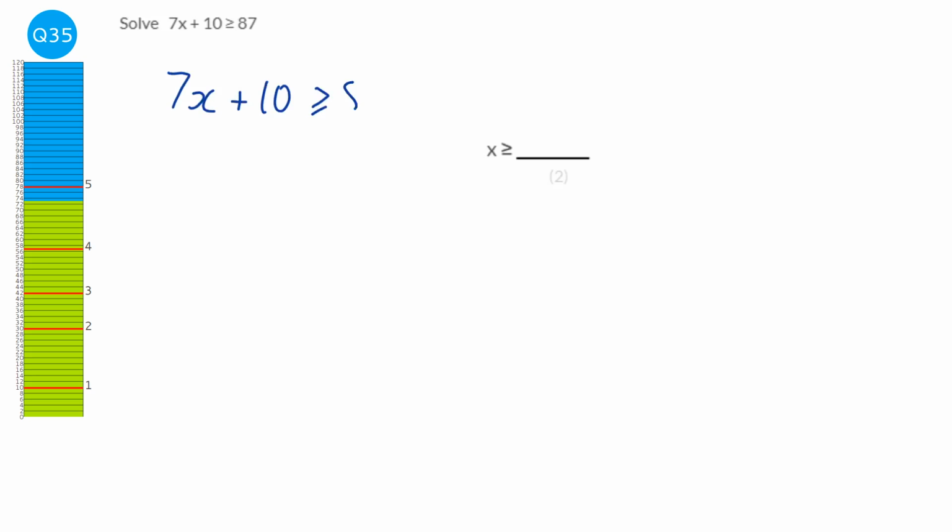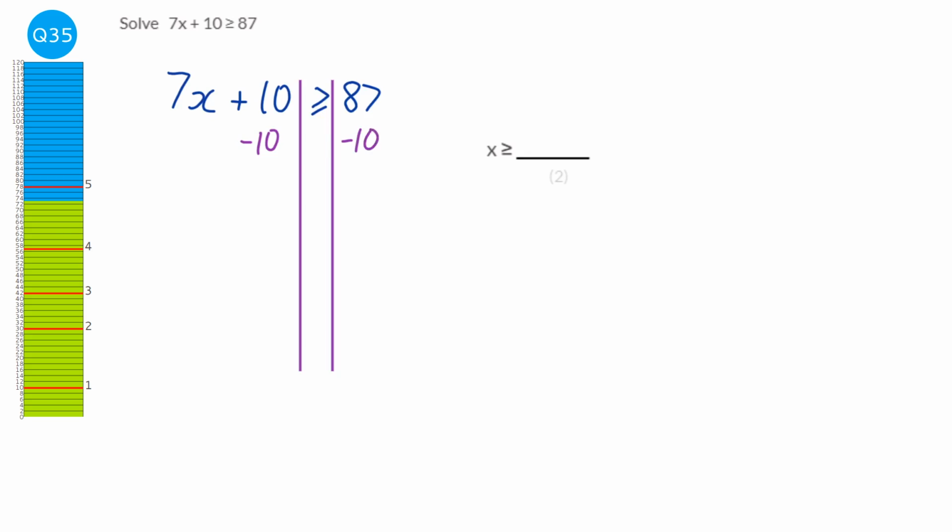So I'm going to write this out again just to give us a bit more space. And the way we're going to solve this is exactly the same as if we had an equation there, well, with an equal sign, obviously. But with this one, if you times or divide by a negative, you've got to flip the sign. We're not going to be doing that in this one, but that would be one of the differences.